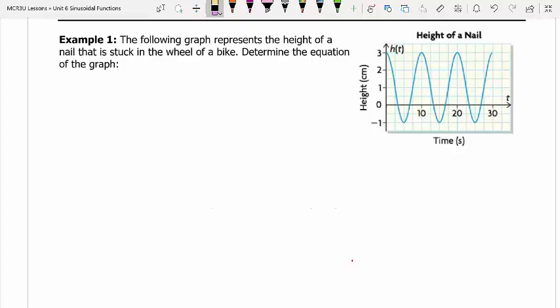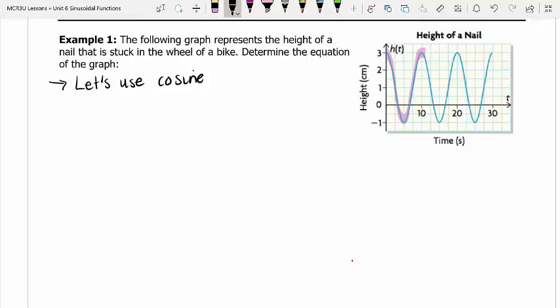So we have the graph pictured there. Let's go ahead and determine the equation of the graph. We can use the tips above to figure out if we should pick sine or cosine to model this equation. Because this graph starts at its maximum right at the y-axis, I'm going to go ahead and pick cosine.